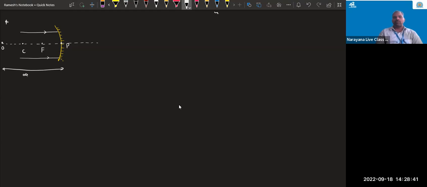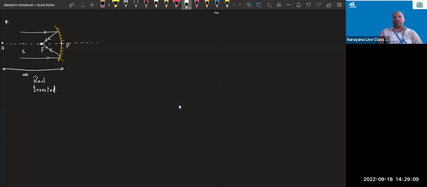According to the rules, this reflected ray must and should pass through the point of focus. So here a real image will form. Why is a real image forming? The reflected light rays are truly meeting, no? So what is the nature of the image? That is real, and all real images are which images? Inverted images.